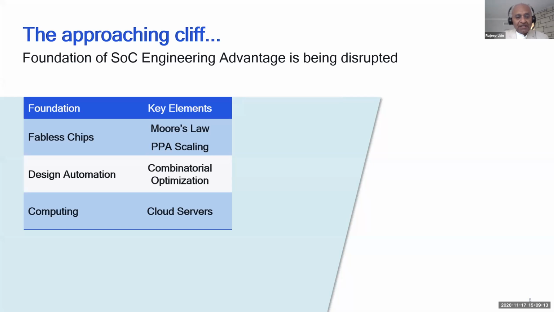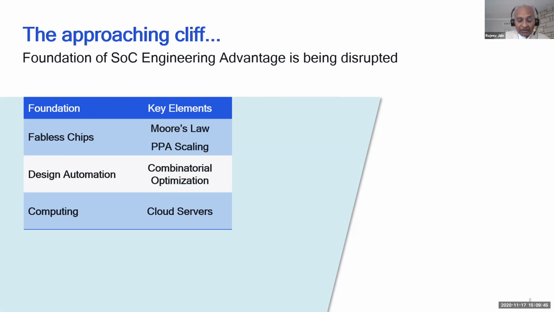The second was the development of combinatorial optimization, starting with the early work of Alberto Sangiovanni and Richard Newton at Berkeley and many others, that led to algorithms that were fairly powerful at automating complex design implementation. And as computing needs grew with the complexity to run the design automation tools, we got the birth of the internet and the cloud servers, so that the computing could be amortized across multiple tools and multiple designers.